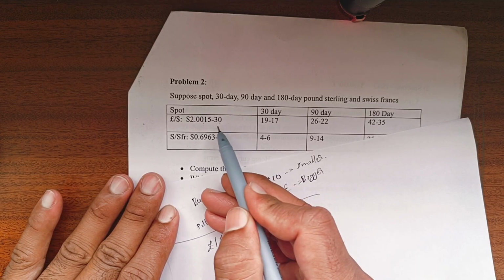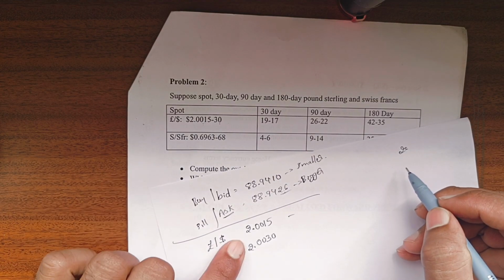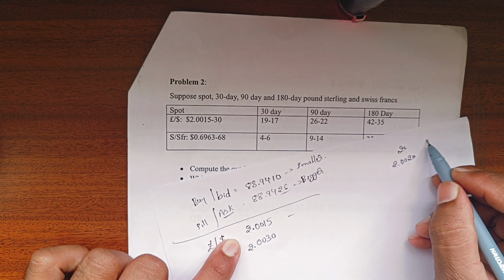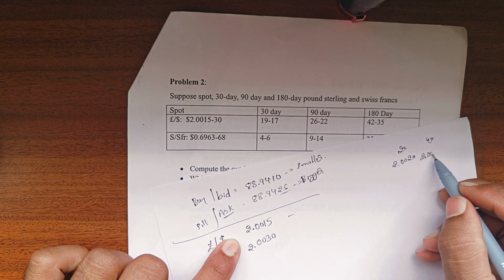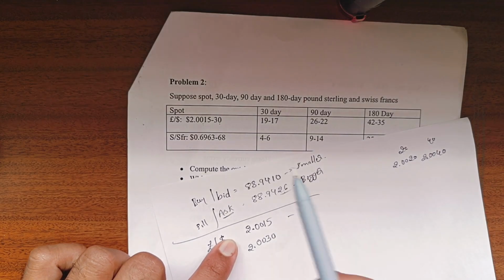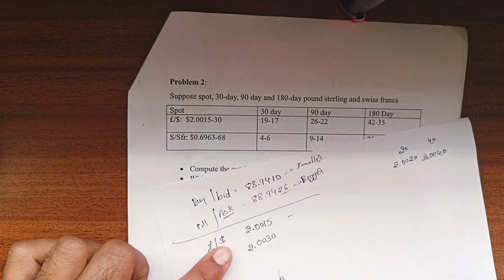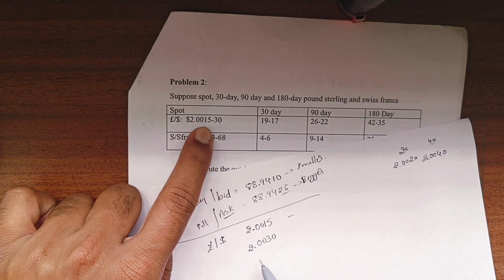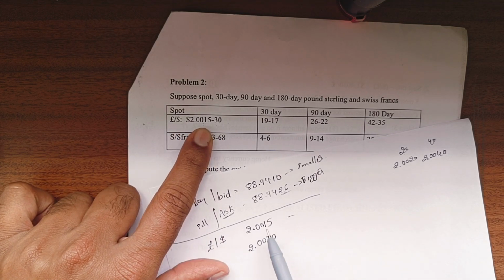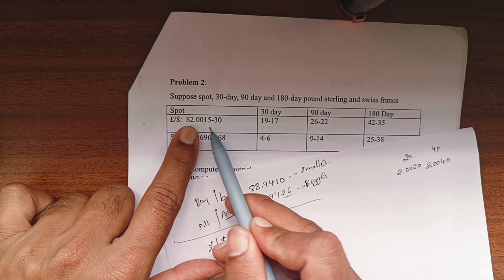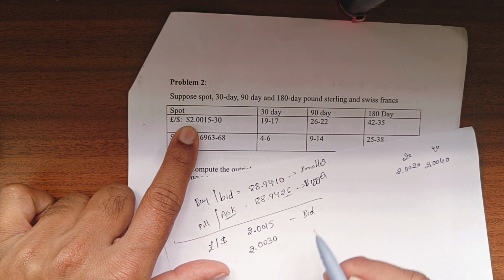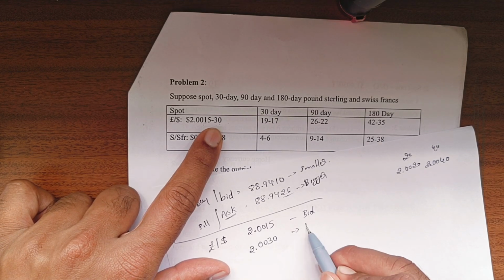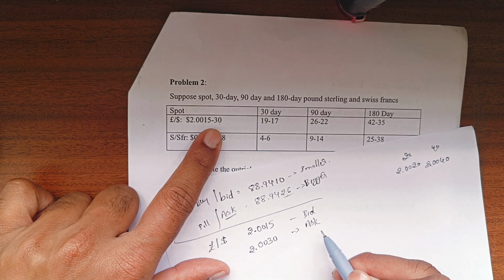Take for example, instead of 30, 20 is given. How can we write this amount? 2.0020. If it is 40, 2.0040. Understood? This 30 is the last two digits, so you write 2.0030. Now the first one, 2.0015, is the bid rate. Then 30 is given, and we can write it as 2.0030. It is the ask. One step is done.